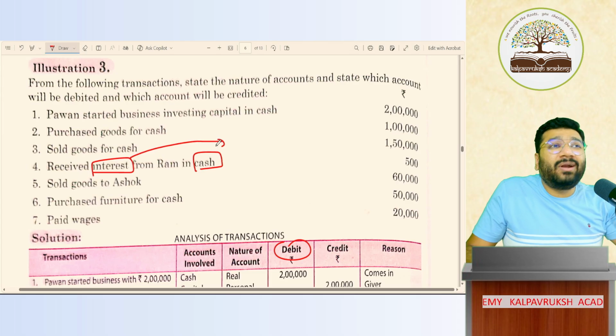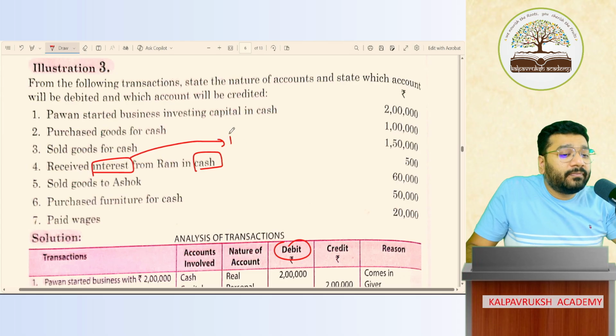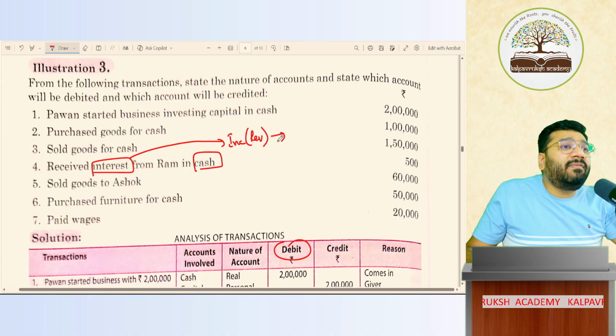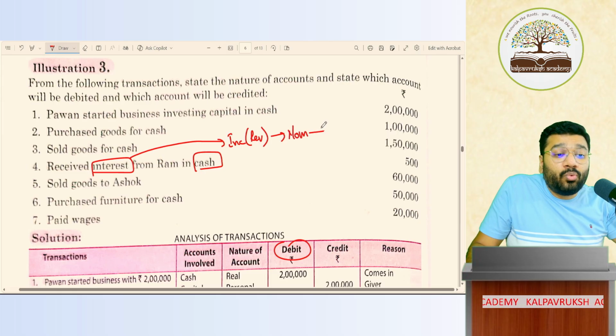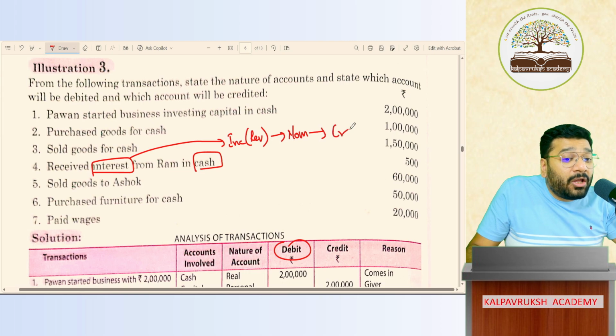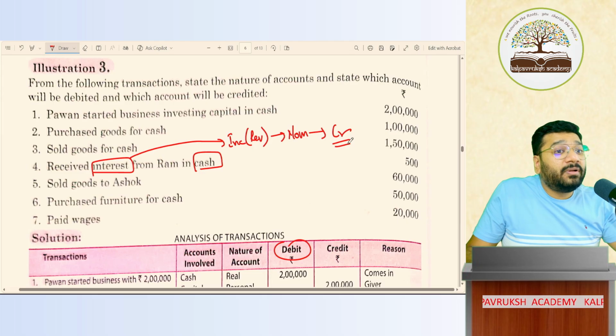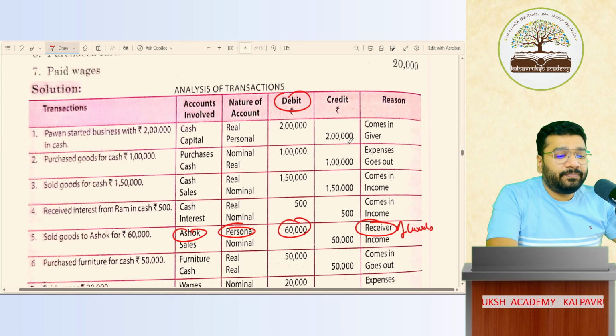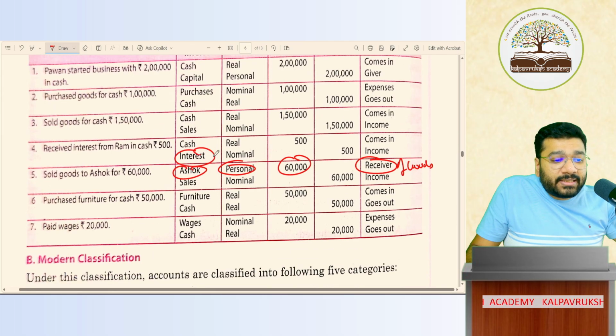Interest is what classification as per the modern rule? Income, technically called revenue. All income will go where in the golden rule? Nominal account. What is the rule of nominal account? Debit all expenses and losses, credit all income and gains, from the business point of view. Interest is nominal, 500 credited because it is income.